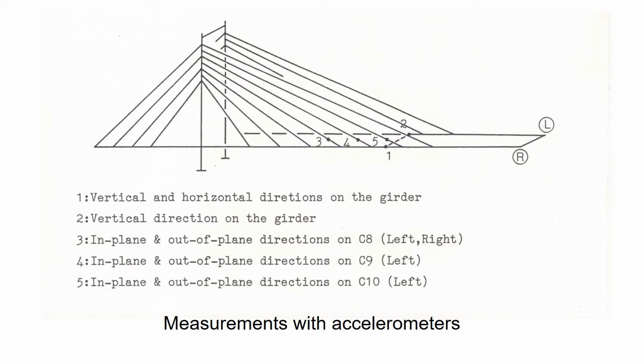Accelerometer number 1 measures the vertical and horizontal responses of the girder. Number 2 measures the vertical direction. From number 1 and number 2, we can find the movements of the girder in the vertical, horizontal, and torsional directions. Numbers 3, 4, and 5 measure the cable behaviors.